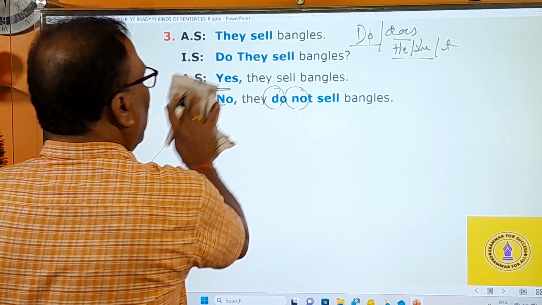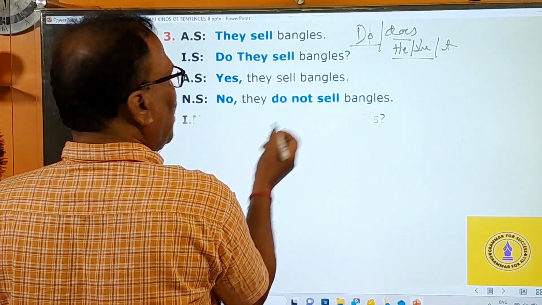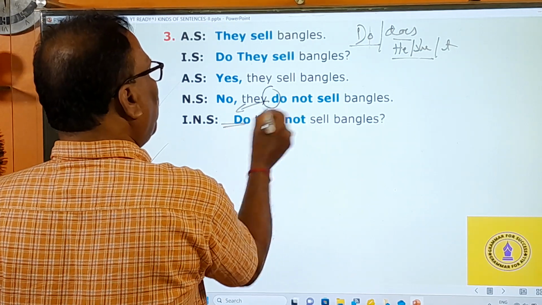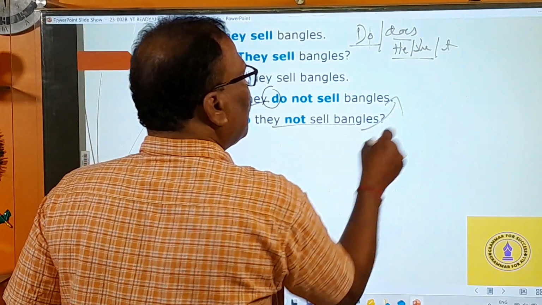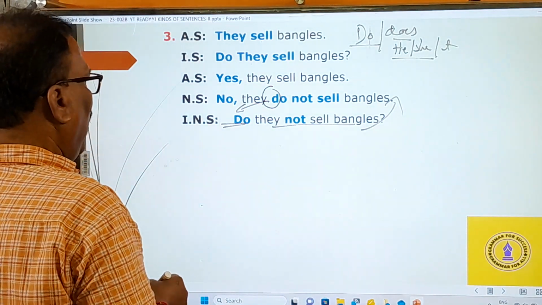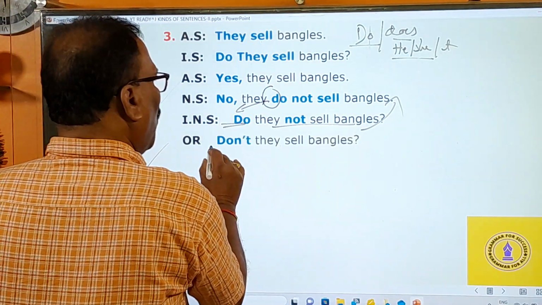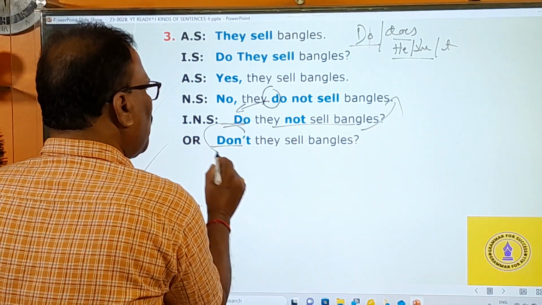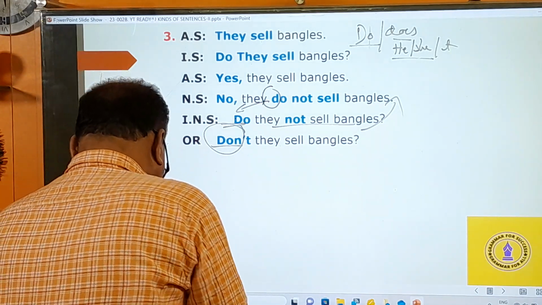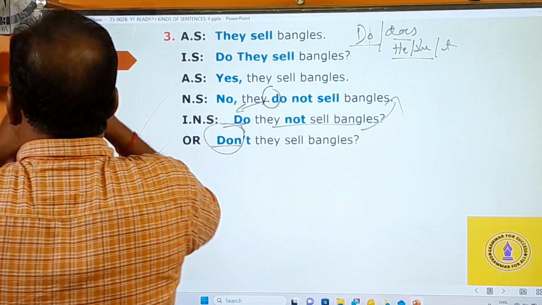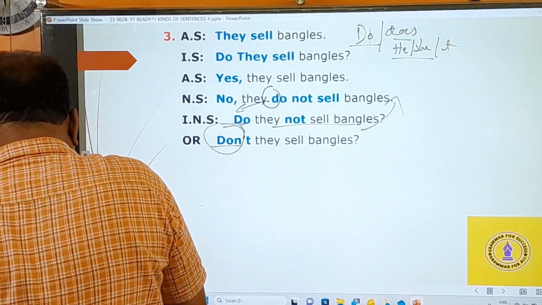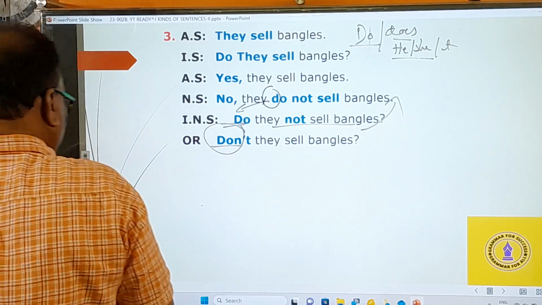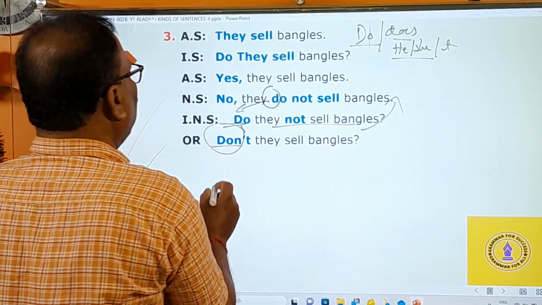Okay. And now you see that they do not sell bangles. To make this into a question, again put this do in front of that. Do they not sell bangles? Or don't they sell bangles? When you bring do and not together, that becomes don't. Don't they sell bangles? Like that.